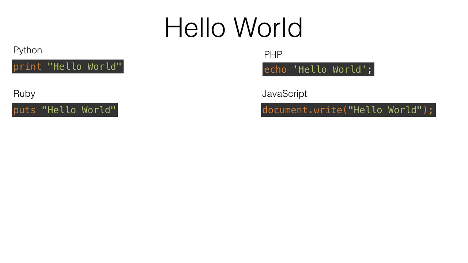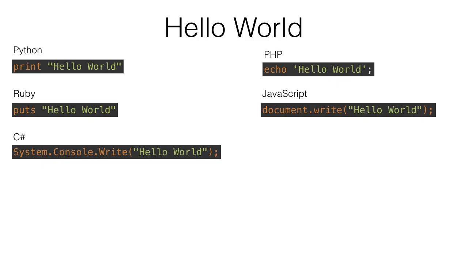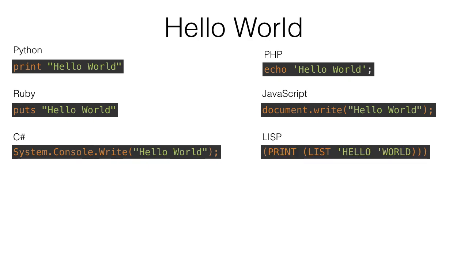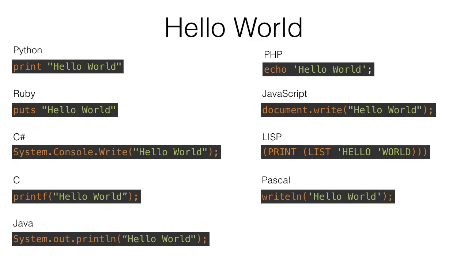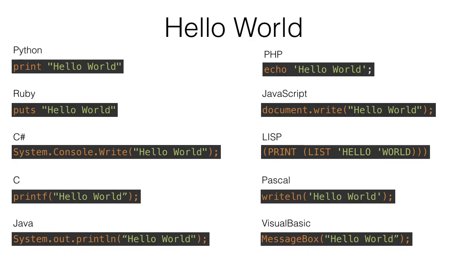JavaScript. You can do this with a document.write, or you can also do it with a console.log. C# has a System.Console.Write and then Hello World. LISP has a print list Hello World. C is printf Hello World. Here's Pascal with a writeln command and then Hello World. How about Java? System.out.println Hello World. And Visual Basic is a message box.